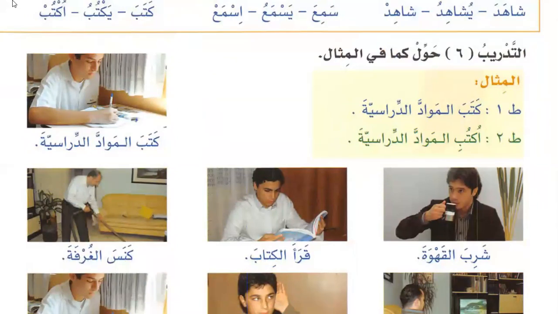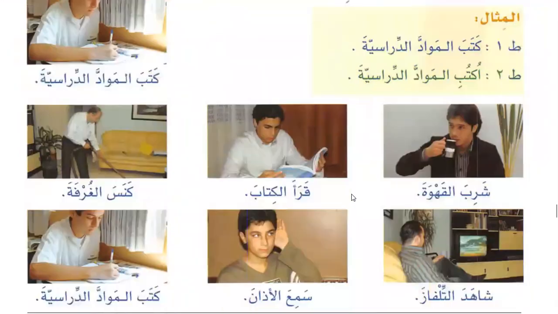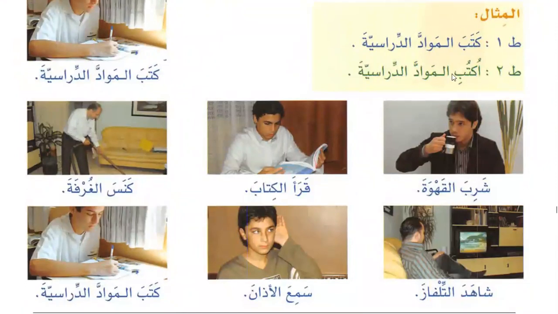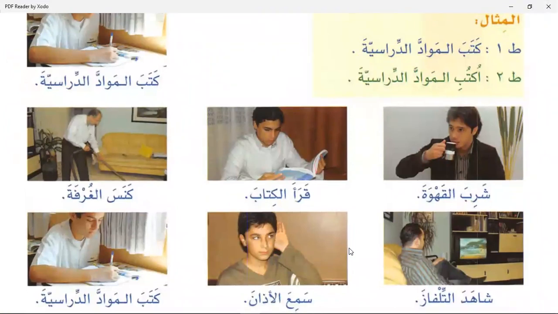At-tadribus sadis: convert like the one in the example. Al-misal, the example, at-talibul awwal. Kataba al-mawad ad-dirasiya, he wrote the study material. Uktubil mawad ad-dirasiya, write the study material. So the verbs that you have memorized here, you will use them here. Here you will use fi'l madi, and in the second sentence you will use fi'l amr. They have written the fi'l madi, you need to use fi'l amr yourself. Who wants to do it? Raise your hand. Okay, Miss Tasin.